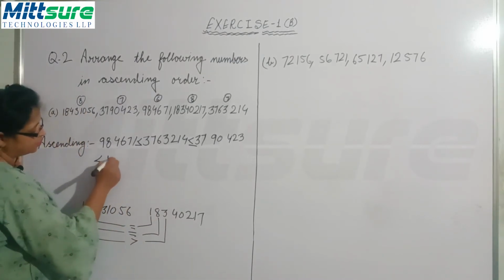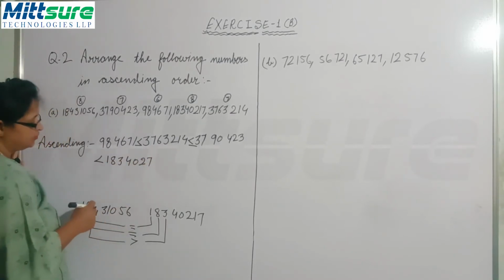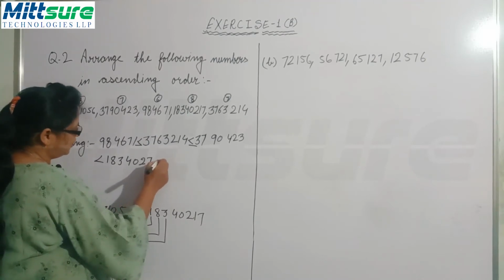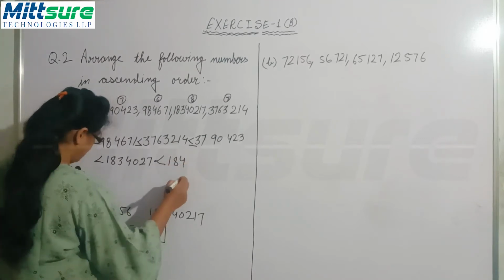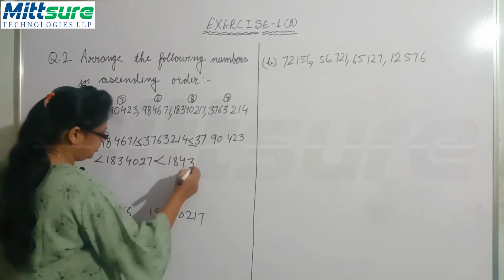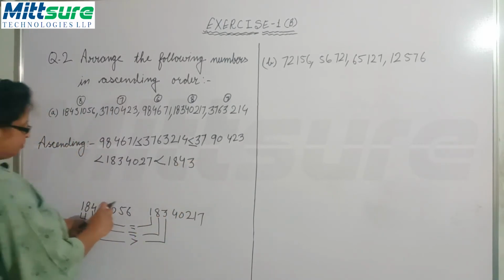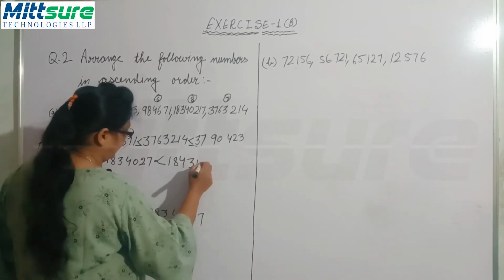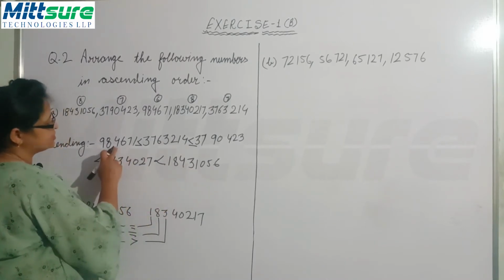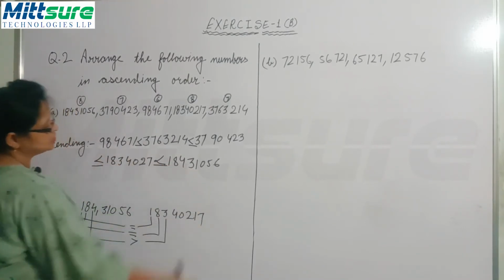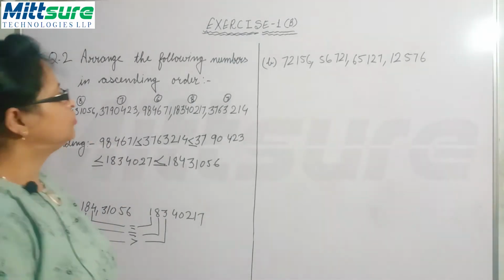So this number will be the greater than the previous number. So I will write 1 crore 83 lakh 40,217, that is lesser than 1 crore 84 lakh 31,056, and this is the greatest number and this is the smallest number, and this is our ascending order of the given numbers. Now we will go to the number B.